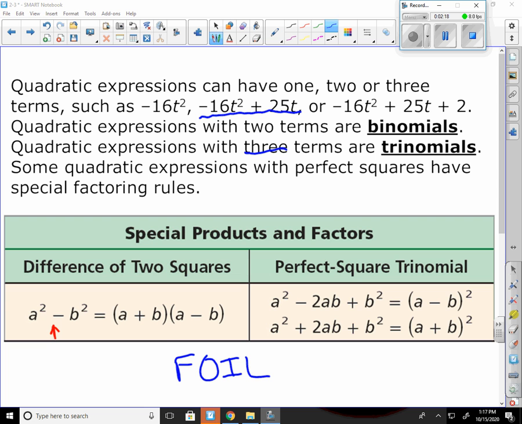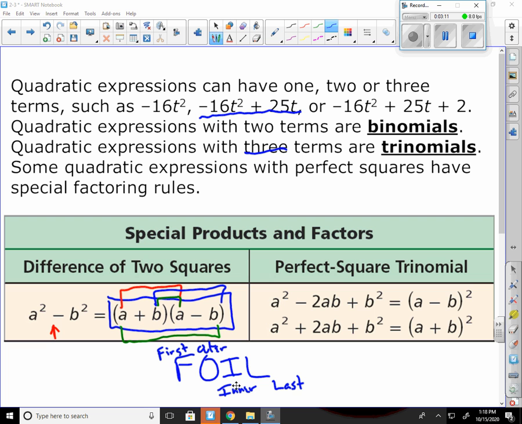FOIL simply means first, outer, inner, and then last. So if we're looking at a set of parentheses like this, then we can take our first terms, which are the ones in the front, and we multiply them by each other. Then we take our outside terms, or outer terms, and multiply those by each other. Then the inner terms, and finally the last terms.